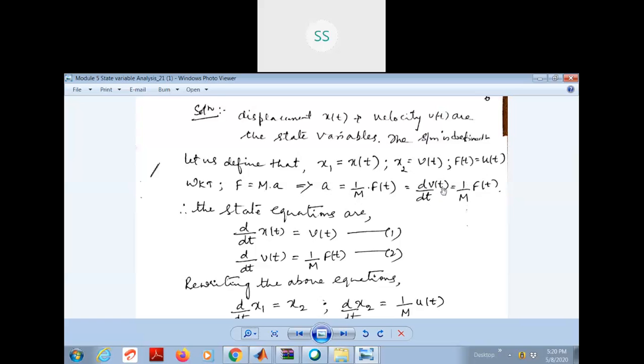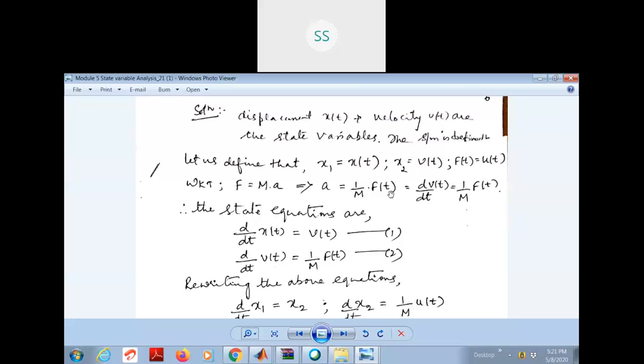So the two state equations are, we know that d by dt of x of t is nothing but v of t only. So the rate of change of x of t is nothing but the velocity v of t. This itself can be considered as equation 1, because we need the rate of change of our state variable. Here the state variable is displacement, so the rate of change of displacement is equal to velocity v of t. Similarly, the rate of change of velocity is nothing but acceleration, and this acceleration a is equal to 1 by m into f of t.